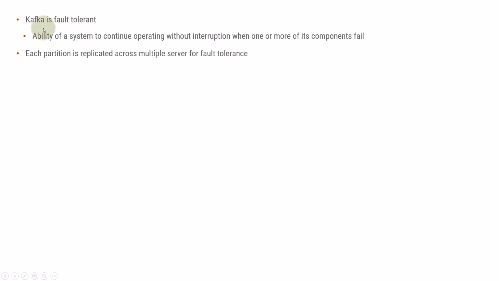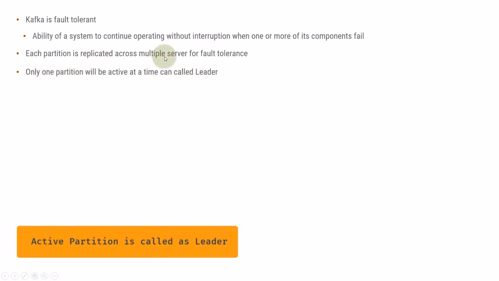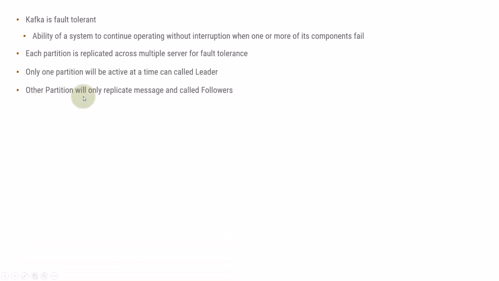So how can this fault tolerance be achieved? It can be achieved by replicating the partitions of the topic. Since the Kafka ecosystem resides on multiple servers, the partitions are replicated across multiple servers. We'll see a detailed diagram of this. If there are multiple replicas of a partition, only one will be active at a time and called the leader. Let's say there's a partition 0 and it is replicated. There can be 3 instances of partition 0, but only one instance will act as the leader. The other instances only replicate the messages and are called followers.